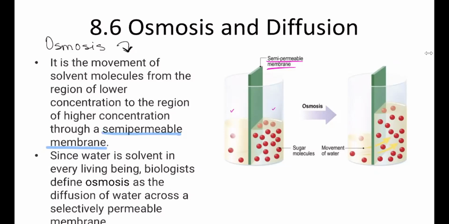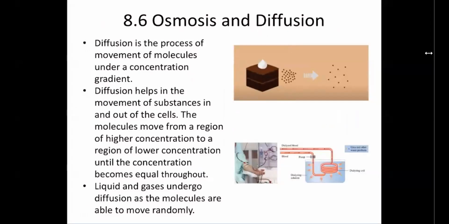Now, diffusion is a process, okay, that specifically has the movement of molecules happening under a concentration gradient. So overall, understand that diffusion is just movement of molecules under a concentration gradient, okay? Diffusion specifically is going to help the movement of substances in and out of cells.